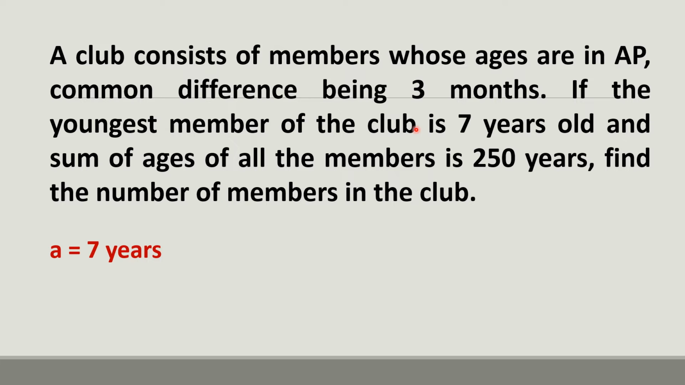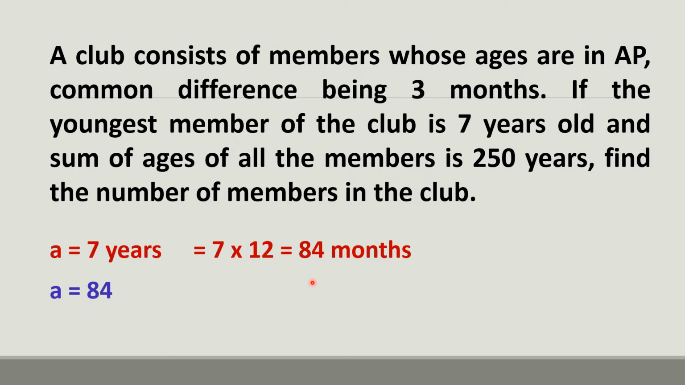Since the common difference is given in months, let us convert these years into months. 7 years is 7 into 12, that is 84 months. We can do this question in months because certain things are given in years and certain things are given in months. So let us convert all these years into months first. We have to do it in the same unit. So 7 years is equal to 84 months.